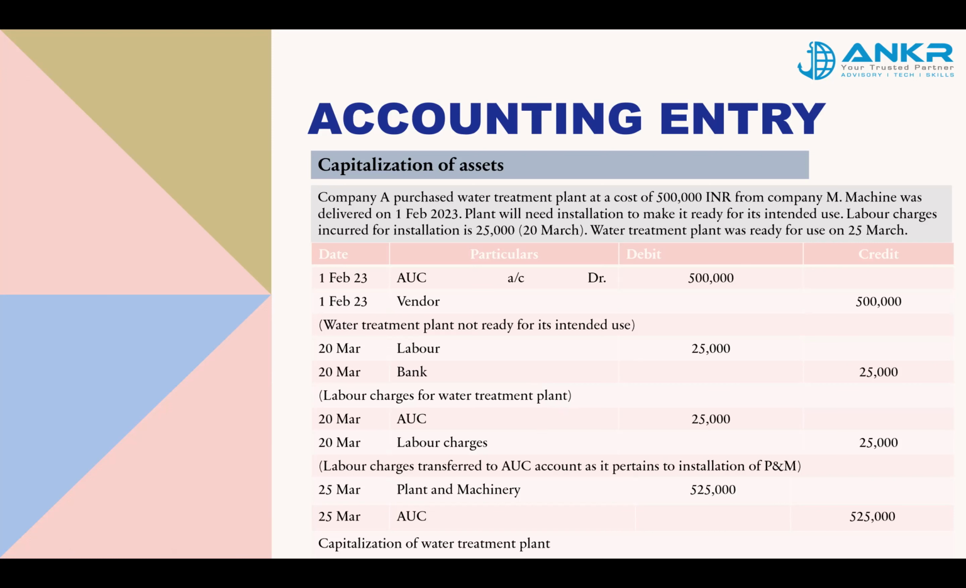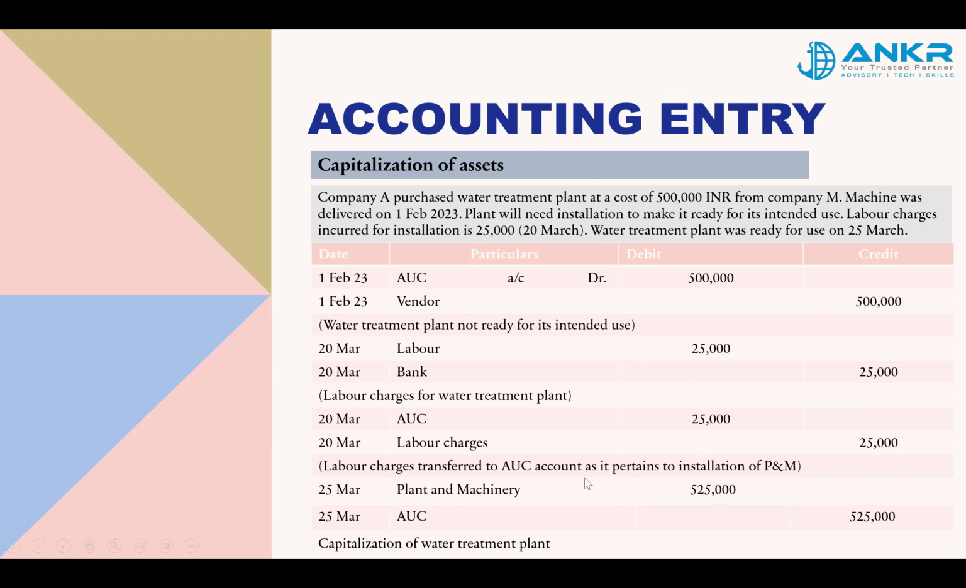I will debit the labor charges account 25,000, which is credit, right? So we have transferred that amount. So asset under construction has become how much? 5 lakhs plus 25,000 rupees, correct?